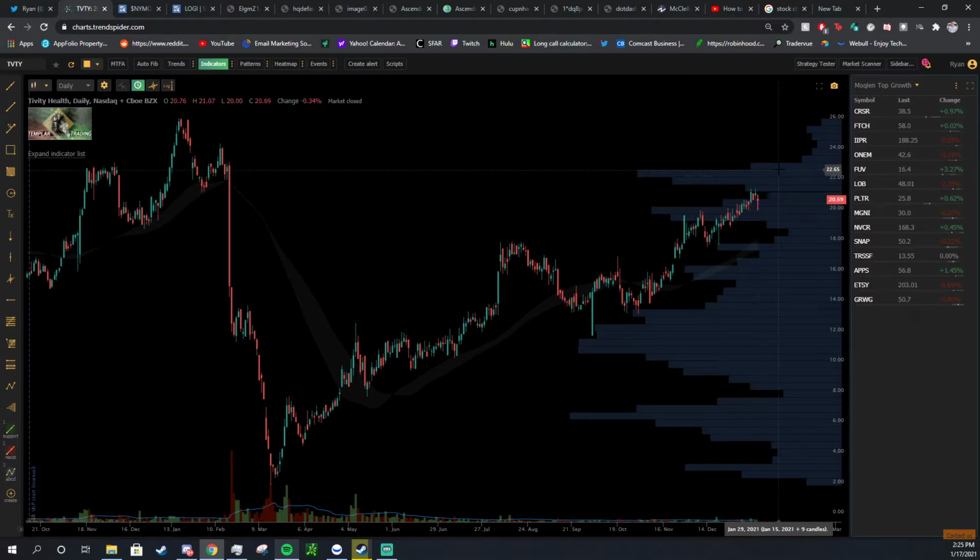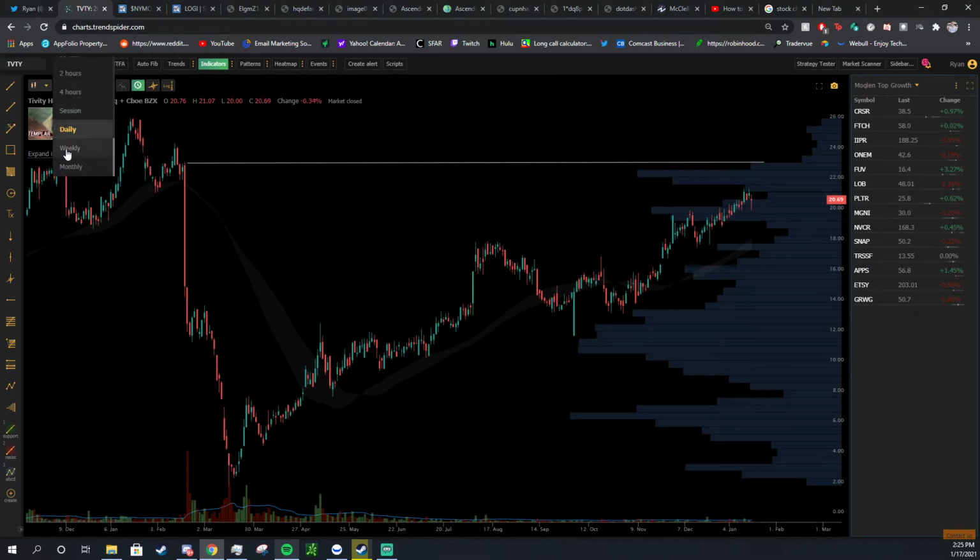So the next step would be to get to this next volume shelf, and I think we'll probably get a bigger move as soon as we break above this right here, right? Because there's not a lot of volume by price. So our target probably for this would be 23.14.